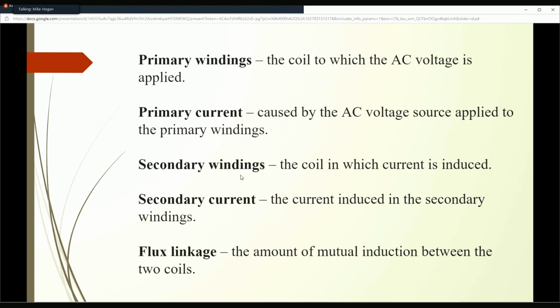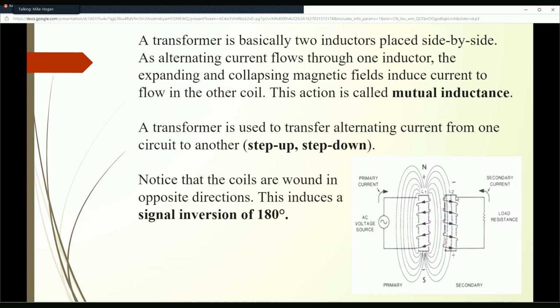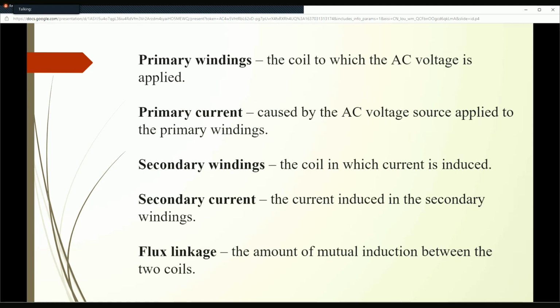We have secondary windings, right? So over in L2, remember L was inductor. So L2, we've got these secondary windings, and that creates a secondary current based on this mutual inductance from this magnetic field. And then we've got what we call the flux linkage, right?